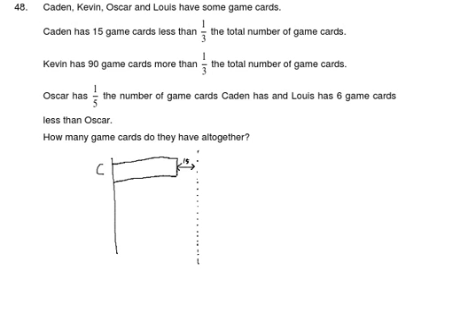Now let's look at Kevin. Kevin has 90 more than 1/3. So if here is 1/3, this point is 1/3. That means 90 more is this area, right? Correct? Because this point is 1/3.